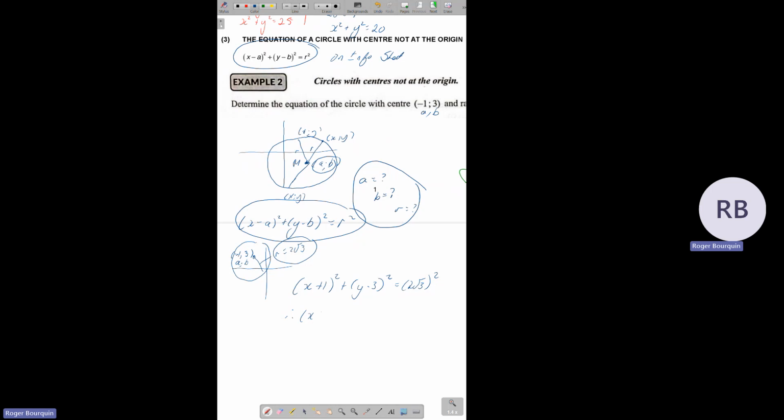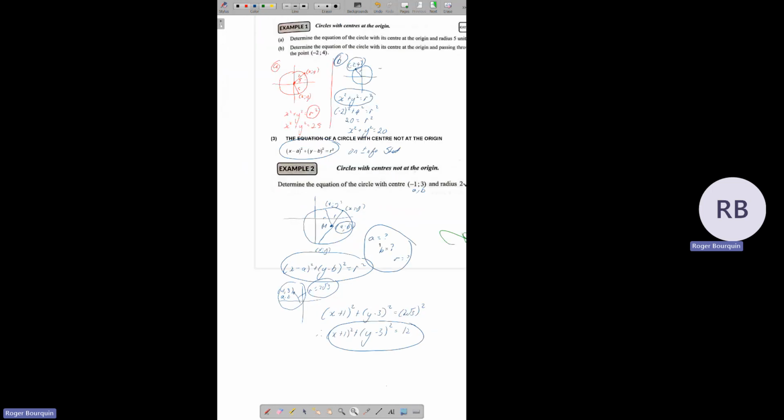And if we times that out, you get x plus 1 squared plus y minus 3 squared is equal to 2 squared, which is 4 times 3, which is 12. So that is the equation. You leave it in that format, you don't go times it out. So that will be the equation of the circle, center -1, 3, and radius 2 root 3. Okay, right, that's the end of that page.